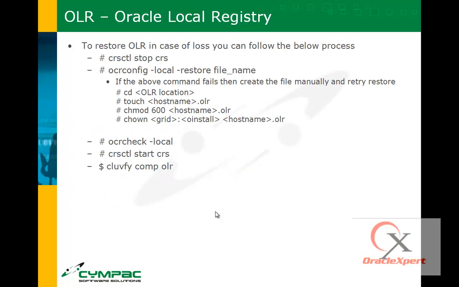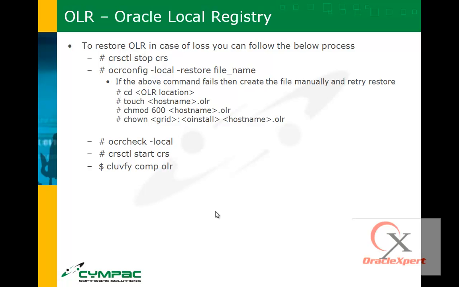Assume that I lost my OLR. What would be the steps to restore the OLR? To restore OLR in case of loss, you can follow the below process. Stop the cluster services on the current node by saying crsctl stop crs. This cannot be done by a regular user; it has to be done as root. Then say ocrconfig -local -restore and provide the file name of the physical backup that you have performed. So restore that from the backup.